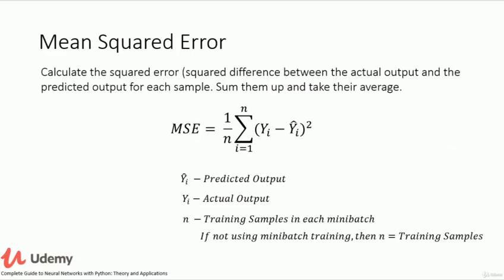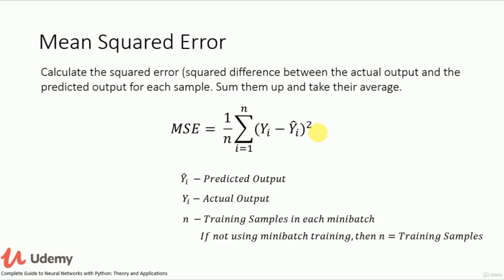The mean squared error is one of the simplest and also most widely used costs in neural networks. The concept is very simple. You just take the difference between the actual output and the predicted output, which is this term over here, and you square it. This term, the difference between the actual output and the predicted output, is just the error. So you square the error, then you add them up for all your training samples and take their average.